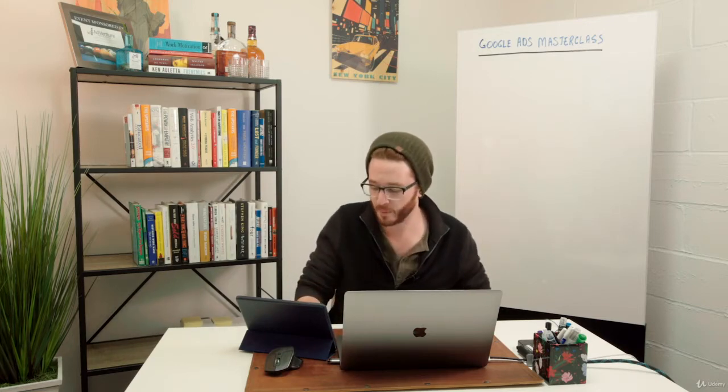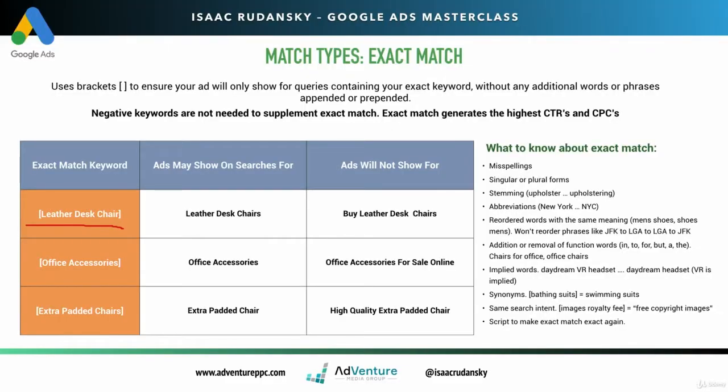Let's take a look at a couple potential examples and what ads will show and will not show for. Leather desk chairs in brackets will show for leather desk chairs. Buy leather desk chairs, even though that entire phrase is included, there's an extra word that's not in my keyword in the search term, and it will not show. Office accessories in brackets will show for office accessories, will not show for office accessories for sale online. Again, even though the phrase is there in the right order, for sale online are additional words in the query that do not appear in my keyword, therefore will not trigger that exact match keyword.